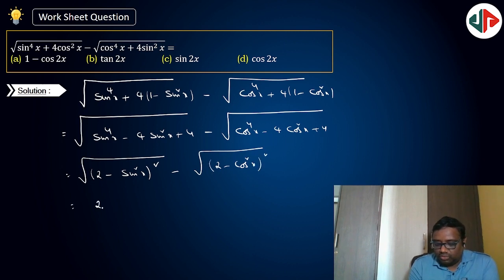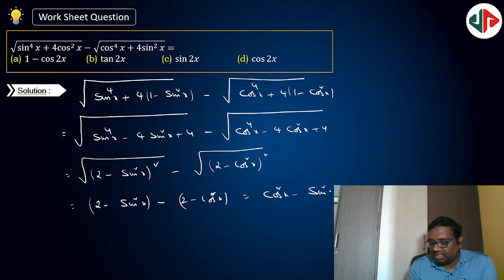So this value is 2 minus sin square x minus of (2 minus cos square x). So this is nothing but cos square x minus sin square x. Cos square x minus sin square x means cos 2x.